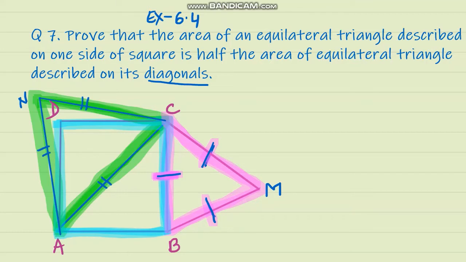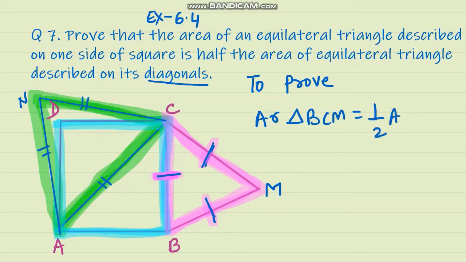Now as per the question, what we have to prove? We have to prove that the area of an equilateral triangle described on one side of the square is half the area of the equilateral triangle described on its diagonals. That means area of triangle BCM is half the area of triangle ACN. This we have to prove as per the question. Now children, this question is very easy if you try to understand the things properly.